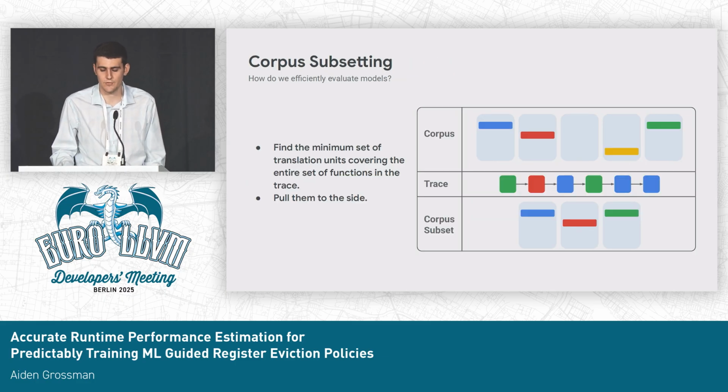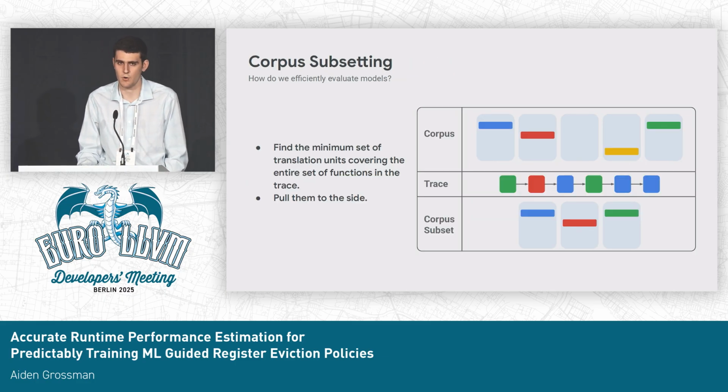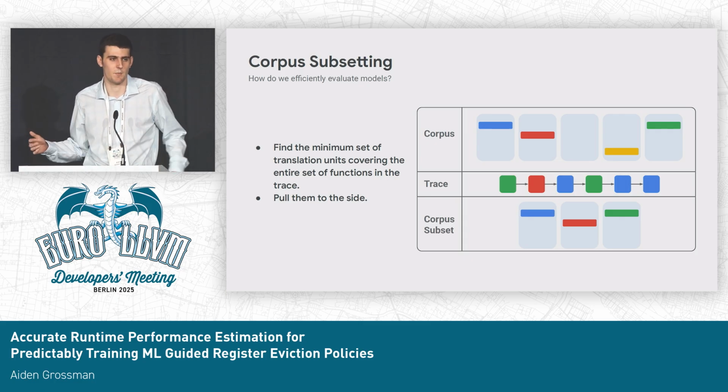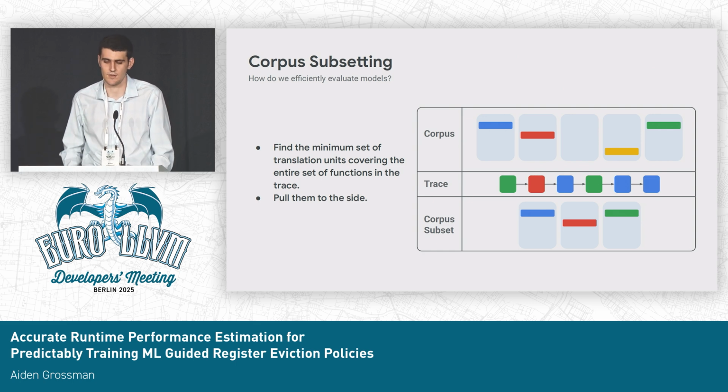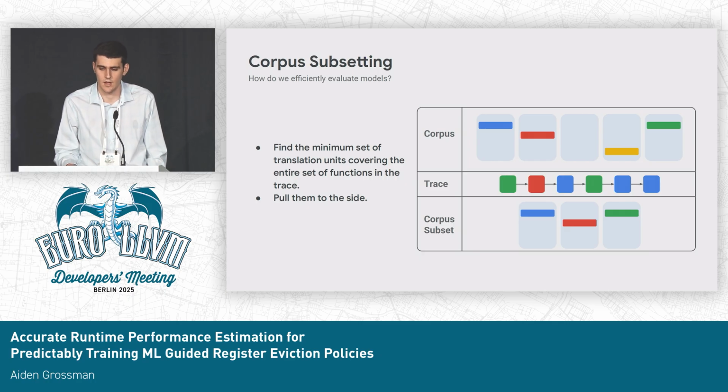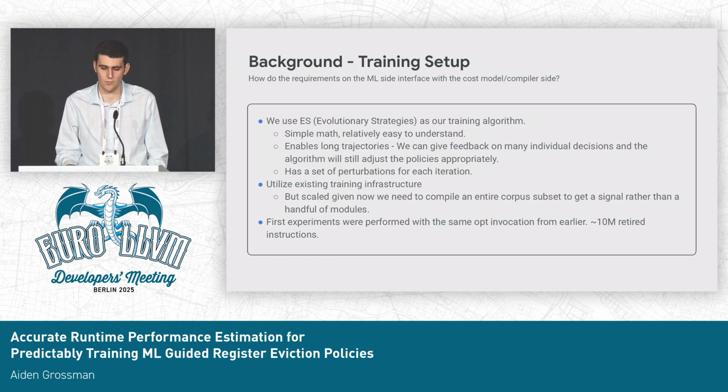We do this corpus subsetting because when we want to evaluate a register allocation policy on a binary, we need to recompile all of the object files in the binary with our new register allocation policy to figure out how well it does. We only need to find the functions that are in the trace, and it turns out that only about 10% of the modules are actually useful here. So we do this corpus subsetting procedure, where we pull out just the modules that contain functions in the trace, which makes it a lot more efficient.